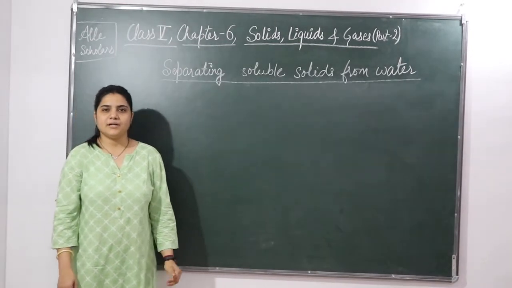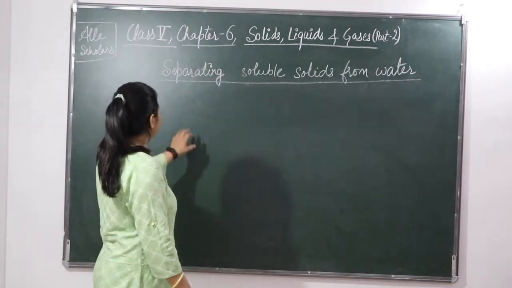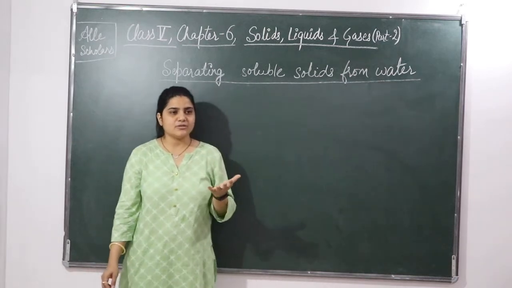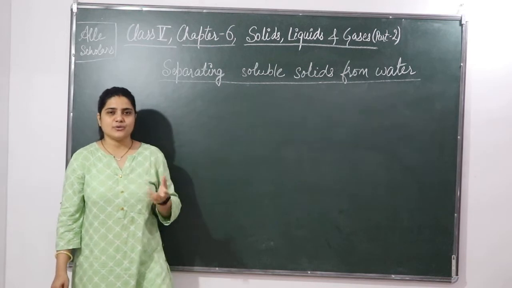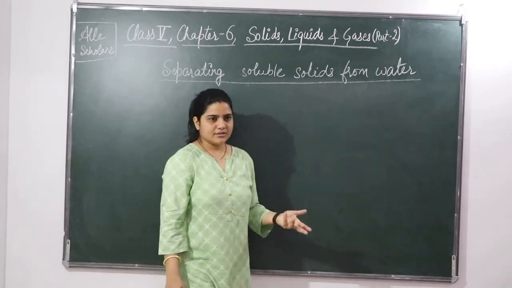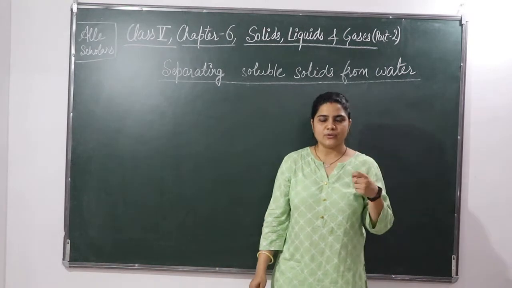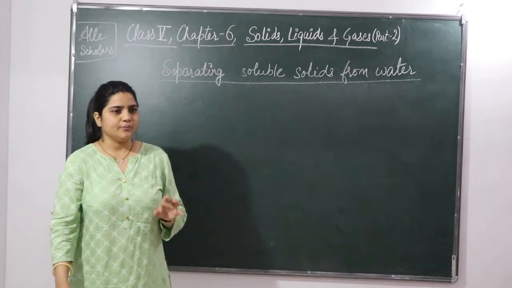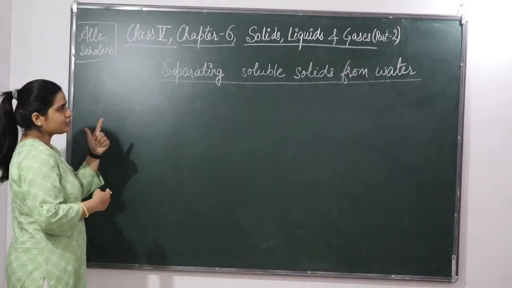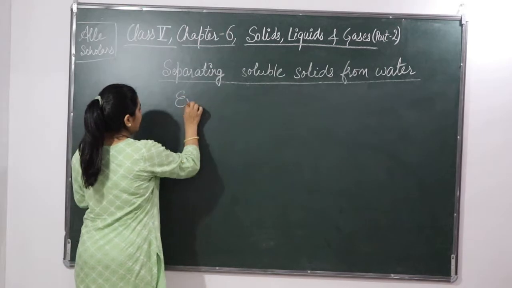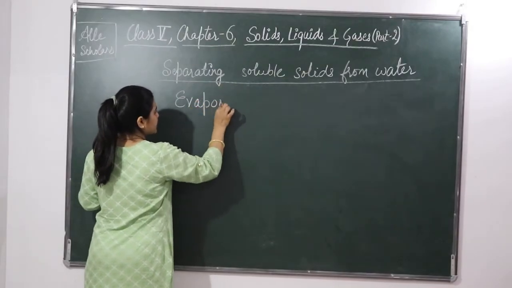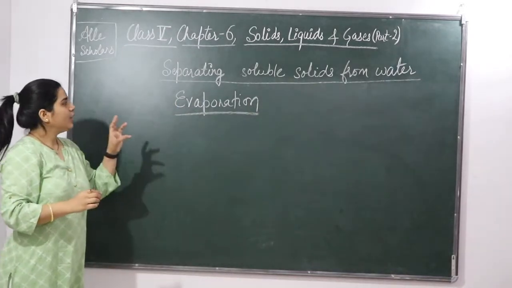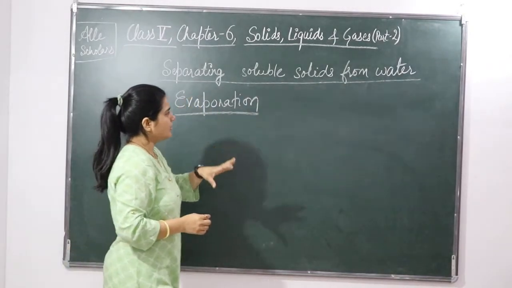So we have seen the separating method of insoluble solids. Now we will see how we can separate soluble solids from water. Soluble solids are like sugar and common salt. All these are soluble solids, which dissolve in water. Okay, so there is a method of separating soluble solids from water, a method called evaporation.